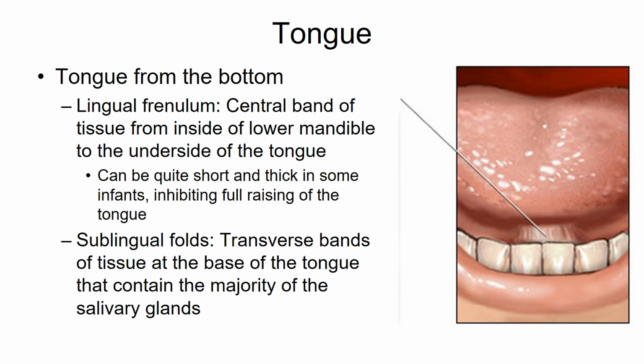Also beneath the tongue are sublingual folds, bands of tissue that sit at the base of the tongue, where a lot of the salivary glands and ducts for the submandibular and sublingual salivary glands are found.